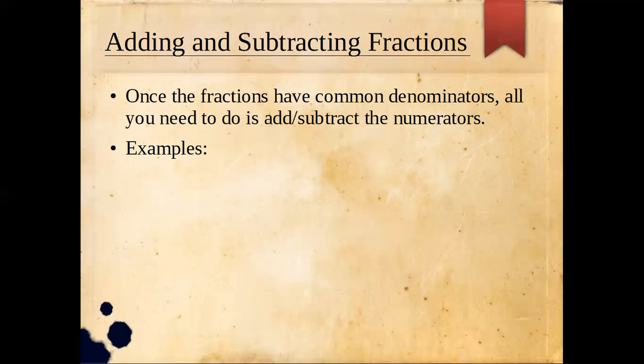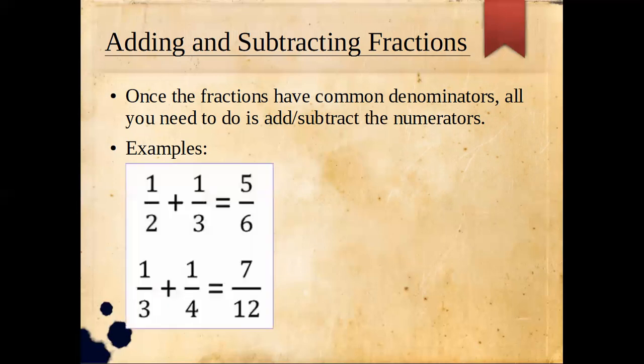So here are some examples. We've got 1/2 plus 1/3 equals 5/6. How do we know that 1/2 plus 1/3 equals 5/6? Well, we write the fractions with common denominators. So we'll get 3/6 plus 2/6, okay? And then all we have to do is add the numerators, the tops. Then we'll have 3/6 plus 2/6, which gives us 5/6.